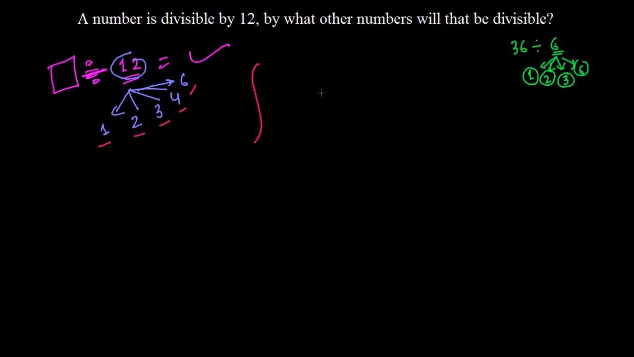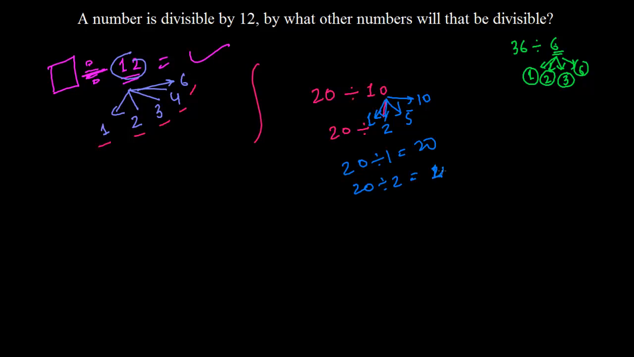Let me give one more example. Like here 20 is divisible by 10. So 20 must be divisible by the factors of the 10. Factors of the 10 are 1, 2, 5, and the 10 itself. So we know that 20 can be divided by 1 in 20 times, 20 can be divided by 2, we'll get the result 10, and 20 can be divided by 5, you'll get 4. And 20 can be divided by 10 itself, we know that, 2 times. So it is something like this.